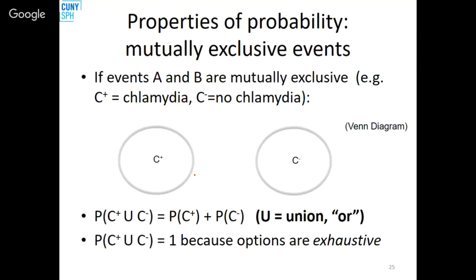So the probability of chlamydia or not chlamydia equals 1. And the intersection, the probability of chlamydia and not chlamydia, is 0.